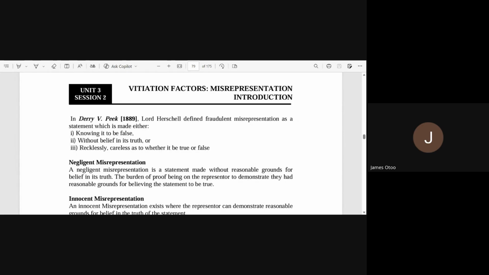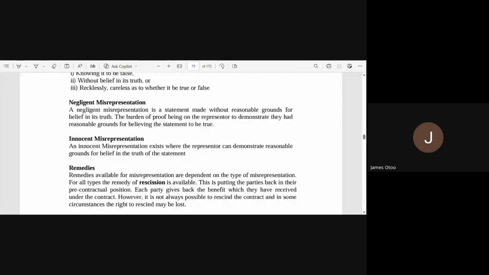You also have a negligent misrepresentation. A negligent misrepresentation is a statement made without reasonable ground for believing its truth, with the burden of proof being on the representer to demonstrate that they had reasonable ground for believing the statement to be true. If you are negligent, you made that statement without reasonable ground, but you have a duty to demonstrate that you believed it was true.